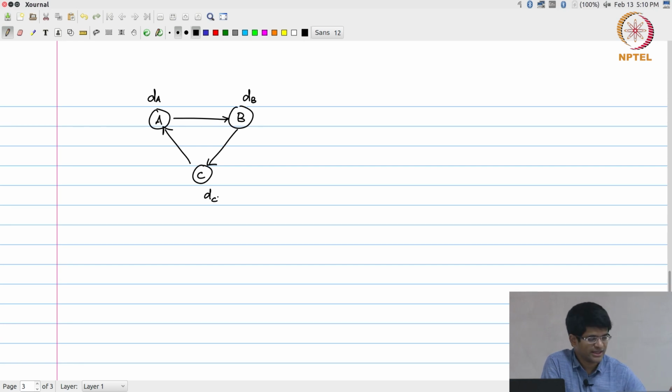Before going forward, let me just write down what would be the constraints that I have right now. What would this correspond to? I need to have xb greater than or equal to xa plus dA, xc must be greater than or equal to xb plus dB, and xa must be greater than or equal to xc plus dC. So, I have these three constraints that need to be satisfied.